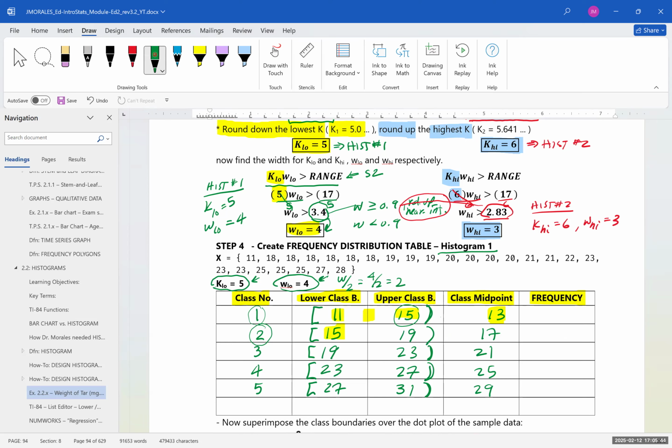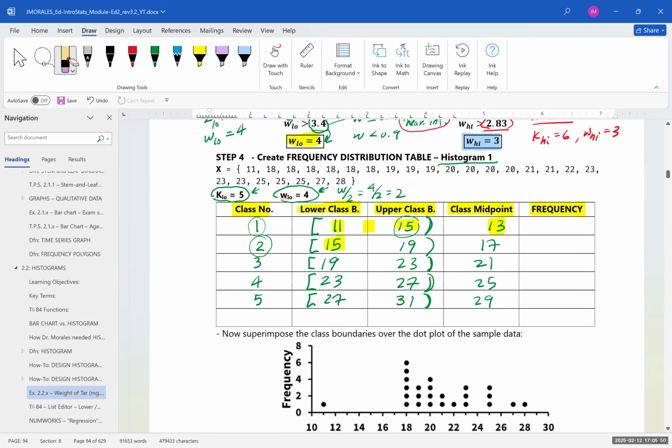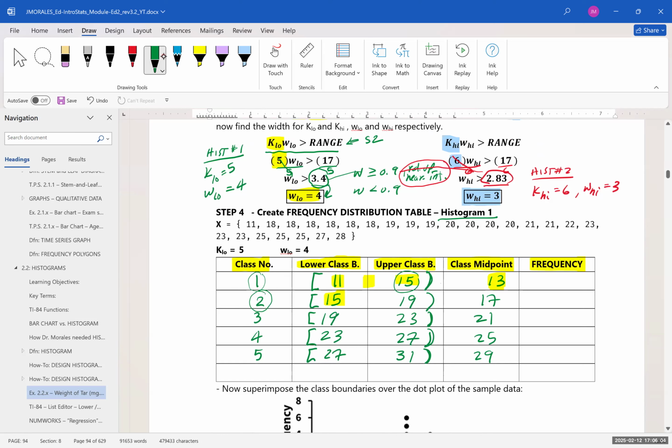And now we need to determine our frequency. There's a couple ways you can do it. Let me give you both ways that you can look at this. If you have the datums in your data set sorted in ascending order, as I do here up above, then class 1 includes 11, and it goes up to, but not including 15. So 15 would be right here between 11 and 18. How many datums do we have in class 1? We've got only one, the 11.